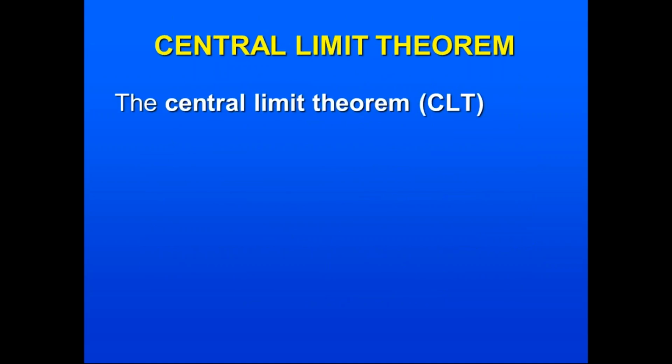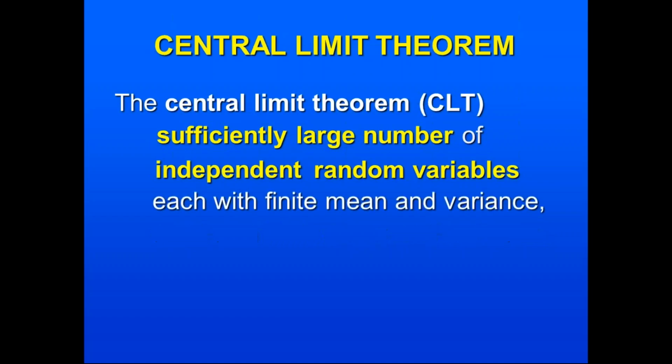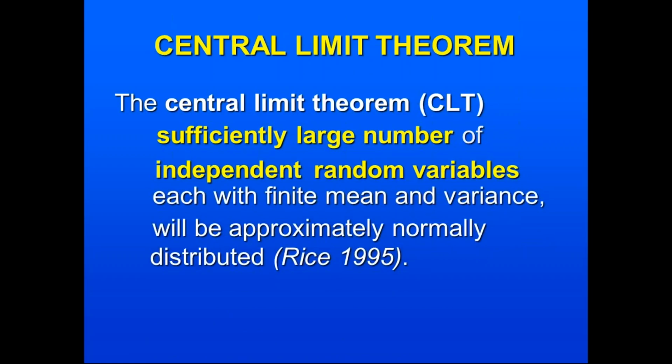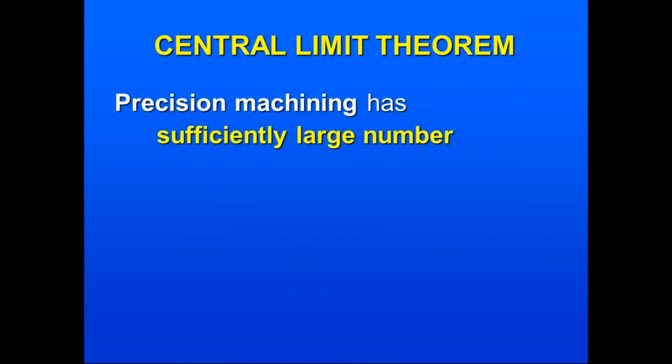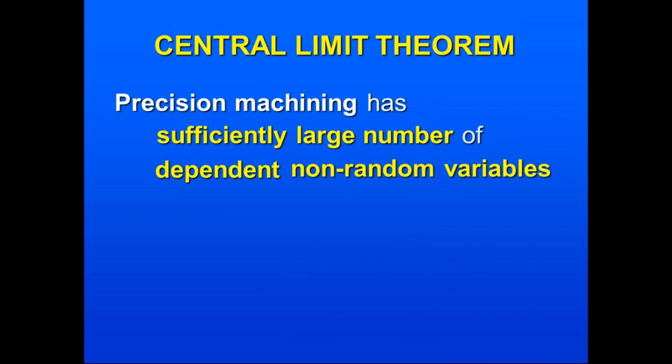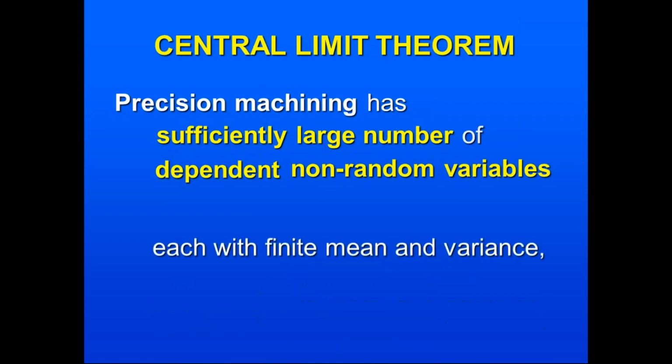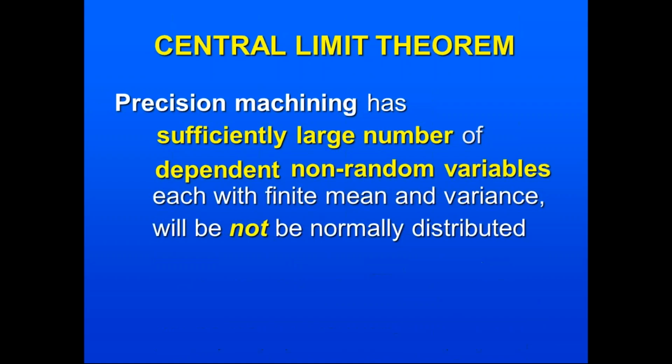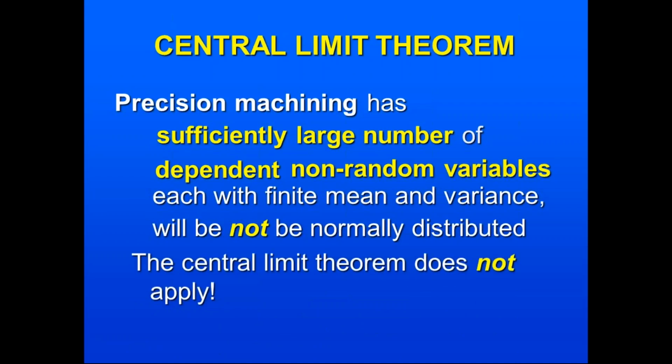Now some people say, well, you don't need to do that because regular control charts work fine thanks to the central limit theorem. The central limit theorem says that a sufficiently large number of independent random variables, each with finite mean and variance, will be approximately normally distributed. Precision machining has a sufficiently large number of data points, but are they independent? No. Actually, they're dependent because, as we said, tool wear rate is a function, so it is dependent over time. How about random? Nope, it's not random either because, again, it's a function over time. So the variables that we have are dependent and non-random, and they will not be normally distributed. The central limit theorem does not apply to precision machining output.